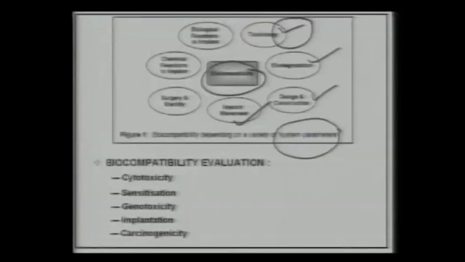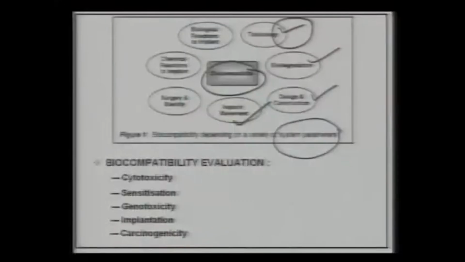Then implant movement. Implant movement is, for example, that your knee implant is an example of an implant which will experience more movements compared to any other implants inside the body.